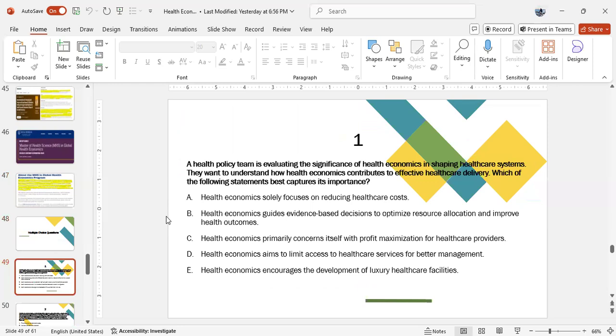A. Health economics solely focuses on reducing healthcare costs. B. Health economics guides evidence-based decisions to optimize resource allocation and improve health outcomes. C. Health economics primarily concerns itself with profit maximization for healthcare providers. D. Health economics aims to limit access to healthcare services for better management. Or E. Health economics encourages the development of luxury healthcare facilities. B. Health economics guides evidence-based decisions. The correct answer is B.